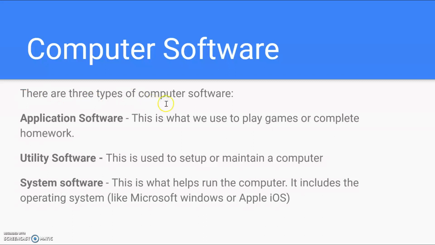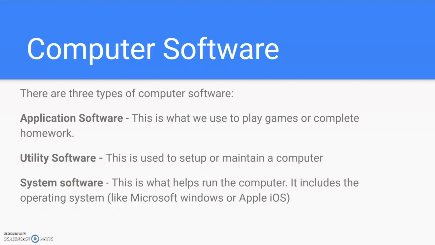There are 3 types of computer software. This is what you might need to know for the end of topic test. Application software: this is what we use to play games or complete homework. Utility software: this is used to set up or maintain a computer. So if anything's wrong or you get a virus, normally that will be utility software that you use. And system software: this is what helps run the computer. It includes the operating system. Like in class, I asked you all who's got Microsoft Windows or who's got Apple. Well, obviously that is a great example of system software.